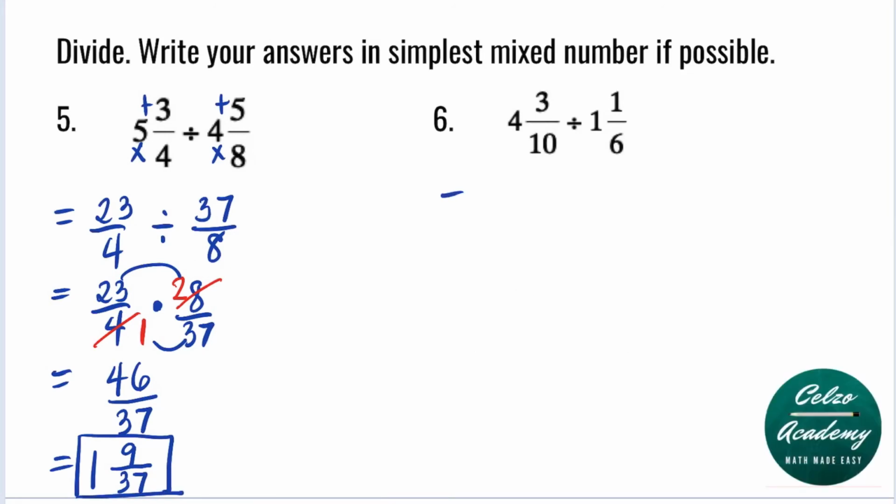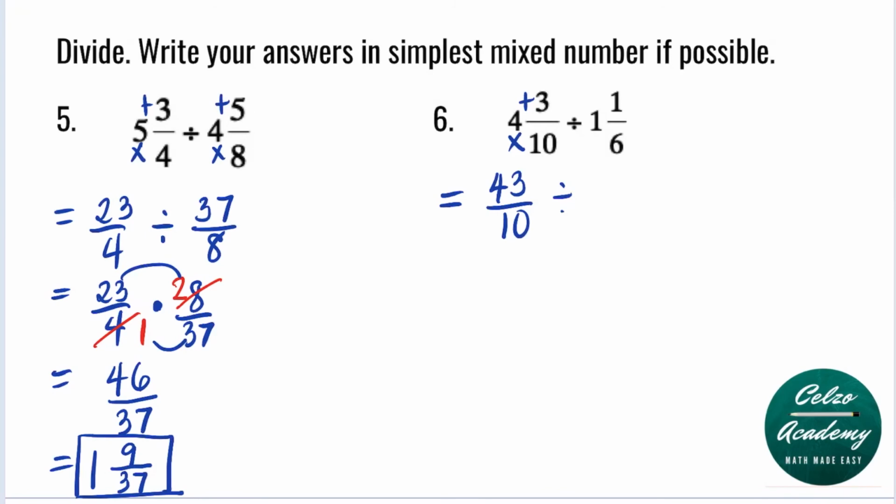Question number 6. 4 and 3/10 divided by 1 and 1 over 6. Step 1 is to change the mixed numbers into improper fractions. Let's begin with 4 and 3/10. 10 times 4 is 40, and 40 plus 3 is 43. So we will write this as 43 over 10.